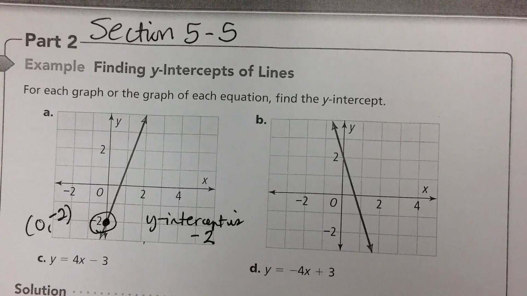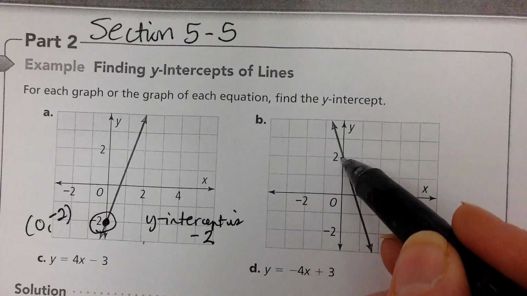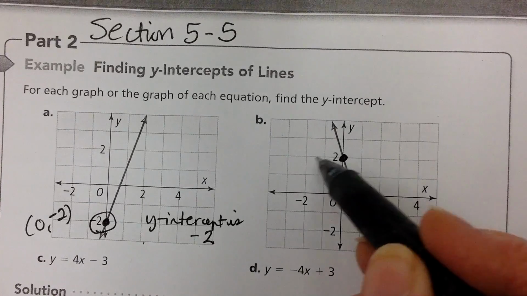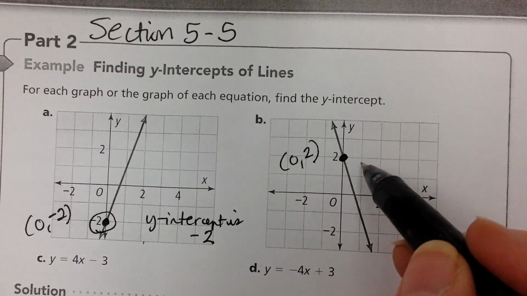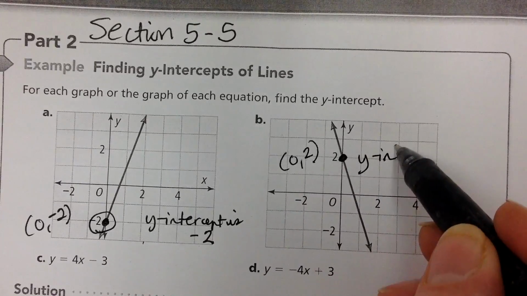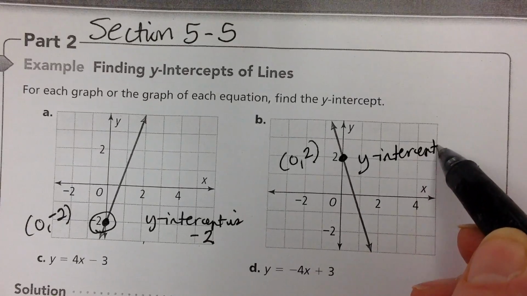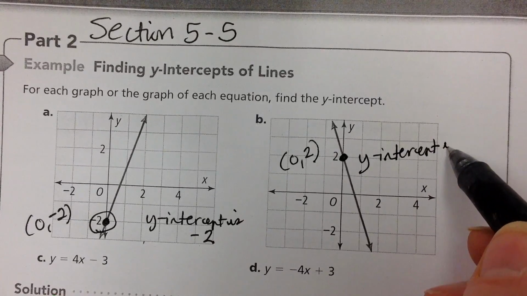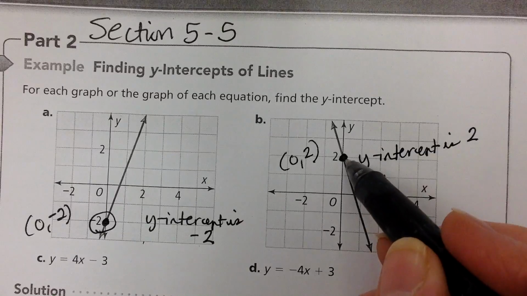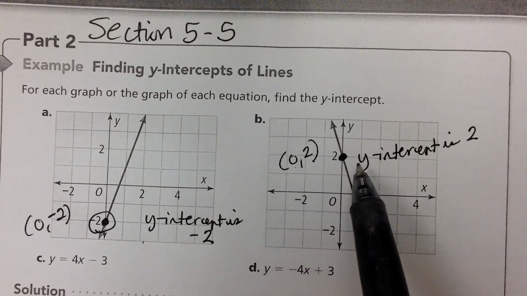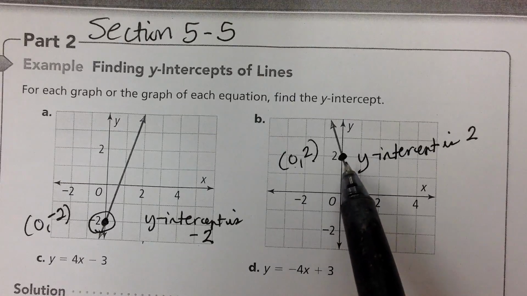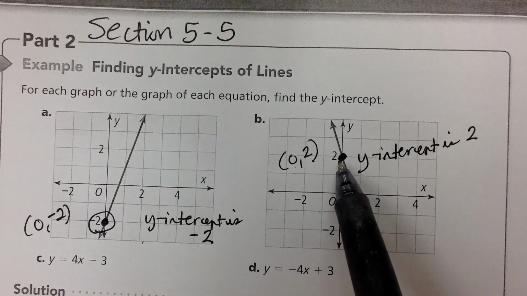Look at B. Where does the graph touch the y-axis? It touches it at (0, 2). (0, 2) would be your y-intercept. Or, as you saw previously, the book listed the y-intercept as just the number 2. But this is actually the point, the ordered pair that represents that point.